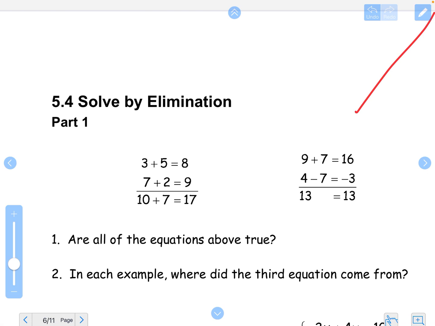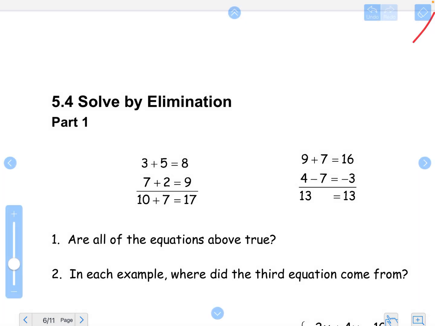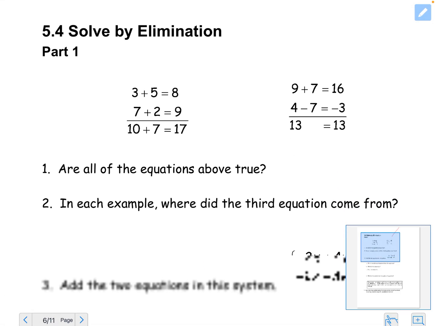Today we're doing solve by elimination, and it's just the second way that we learn to solve algebraically. So we learned substitution yesterday. We've learned to do it by graphing. Now we're going to learn to do it by a process called elimination.